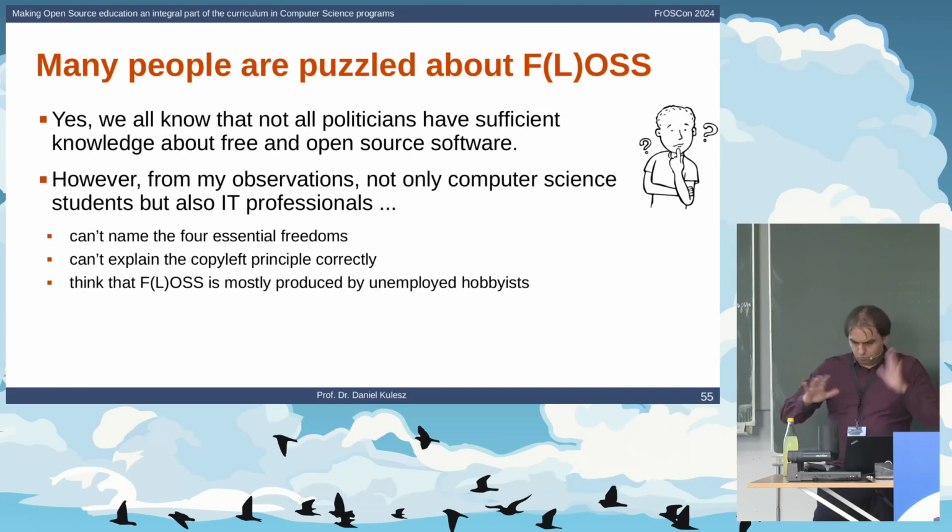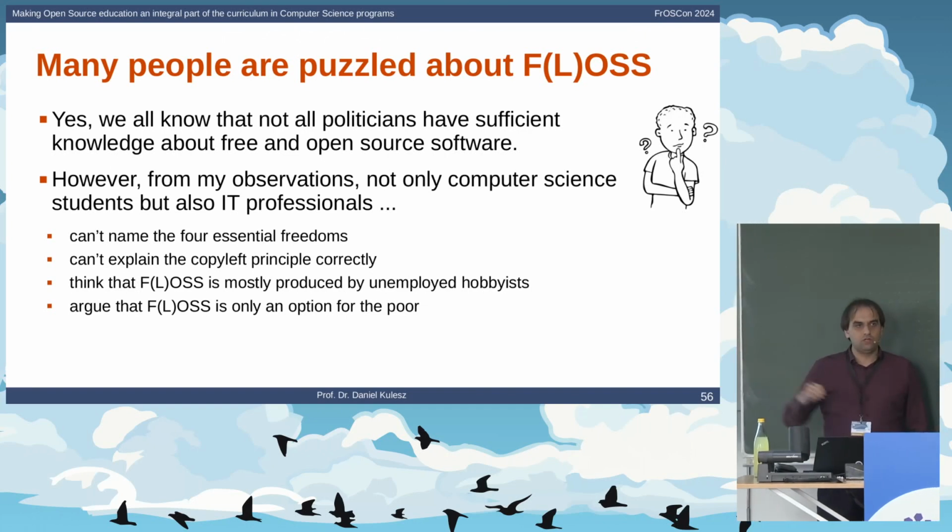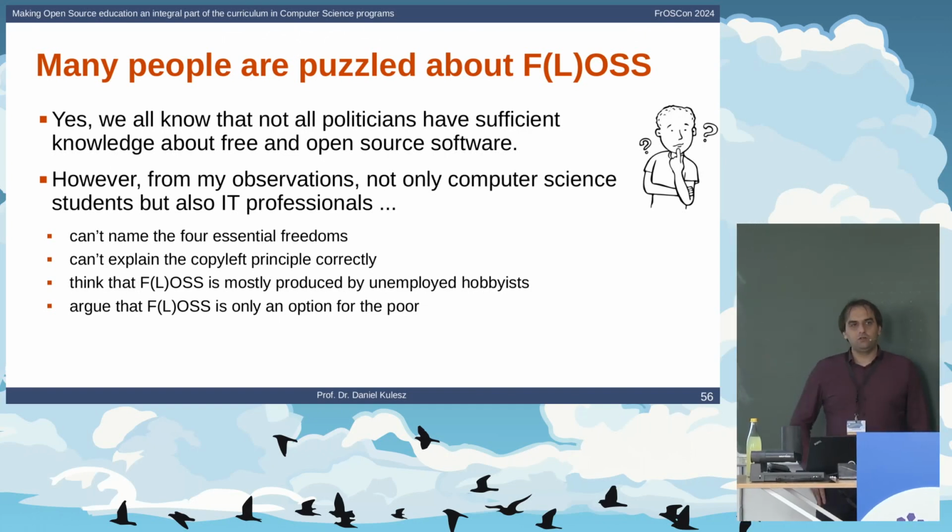They think that FLOSS is produced by some unemployed hobbyists who are fed by their parents and spend a lot of time in the garage because they don't have to earn money for their living. Or they argue that free and libre open source software is just for the poor. I've talked to one CEO who said, yeah, well, okay, we could use LibreOffice. But you know how much money we are spending already to rent the office, to do this, to do that. We don't have to save money. We can buy the real office. Yeah, we can afford that.